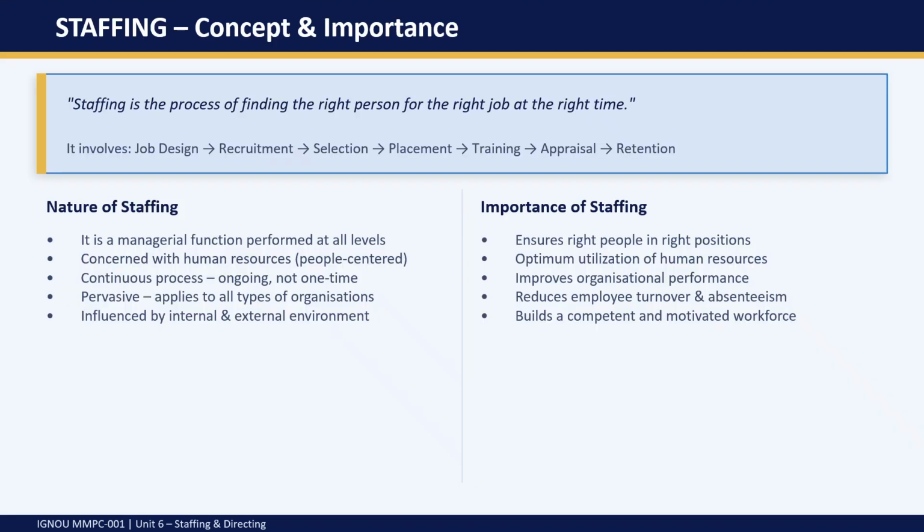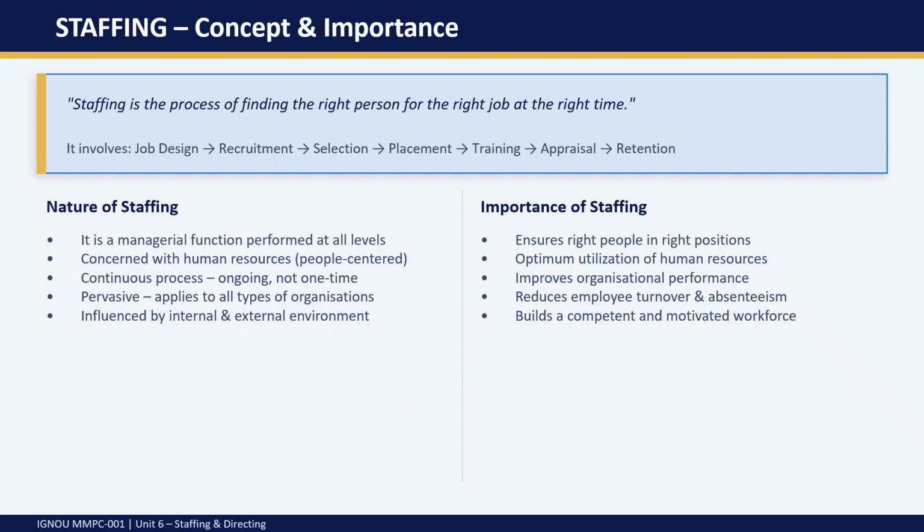Let us start with staffing. At its simplest, staffing means finding the right person for the right job at the right time. It is not just about hiring, it is a comprehensive process that spans job design, recruitment, selection, placement, training, performance appraisal, and retention. Now, what is the nature of staffing?